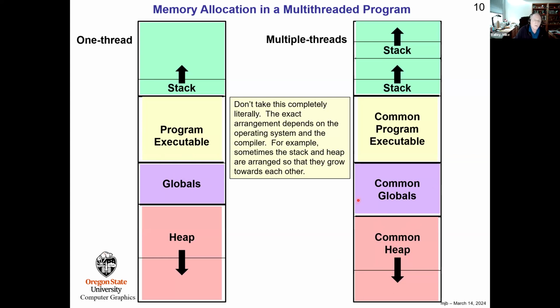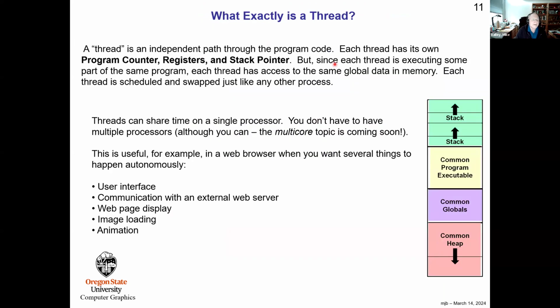But that's in common. What's not in common is the stack. Each thread has its own stack because each thread is going to be creating its own unique local variables, its own arguments to functions, and so on. So really, nothing changes in a multi-threaded world except for having multiple stacks. And so that's really what a thread is. It's an independent path through the program code. And it's the same program code among all threads, but they potentially are executing it in different places.